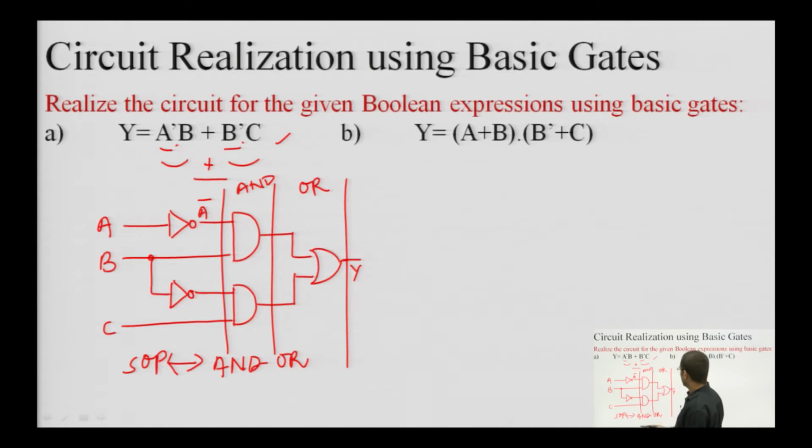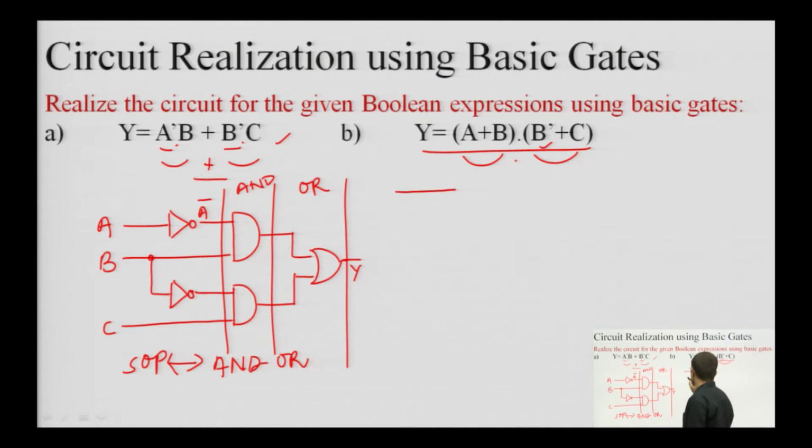Okay. Similarly, now this second expression which has to be realized is a POS expression. From this POS expression I can see that B bar is required and there is no other variable which needs to be complemented. So, there is a single NOT gate requirement, then I will be using an OR gate for each sum, and then both these sums will be multiplied with the help of an AND gate. So, let us prepare it.